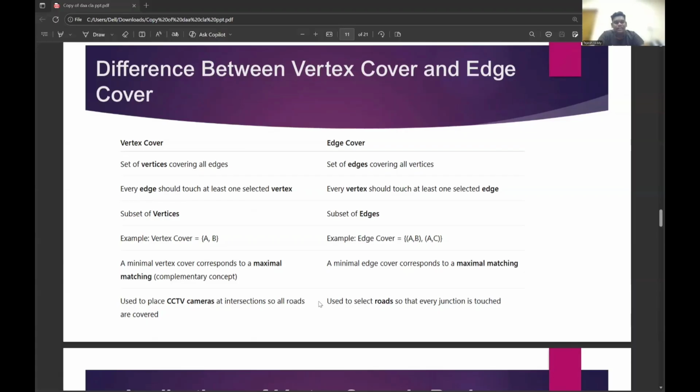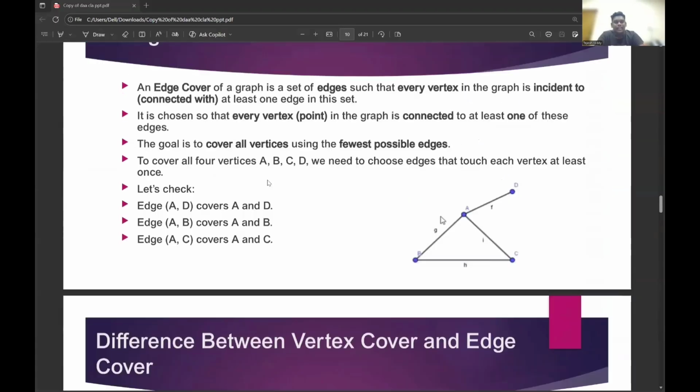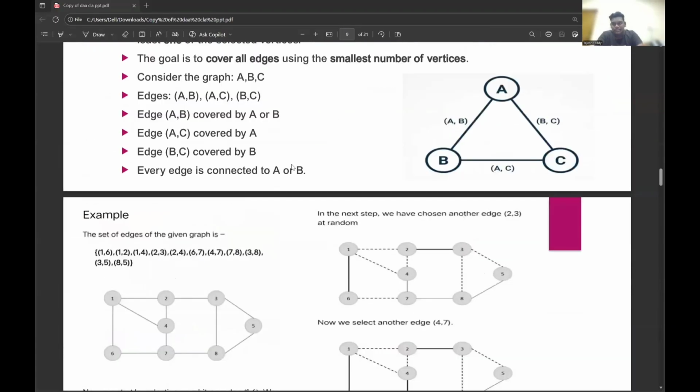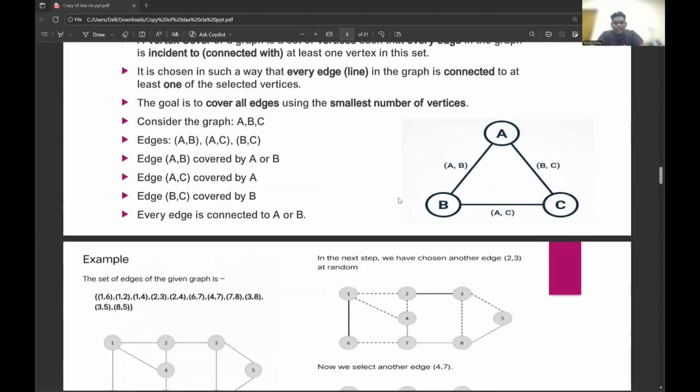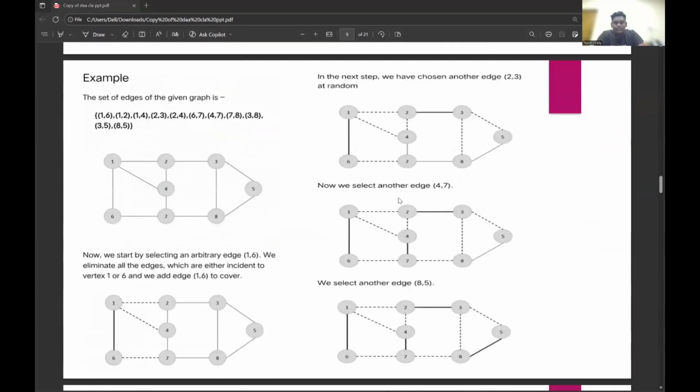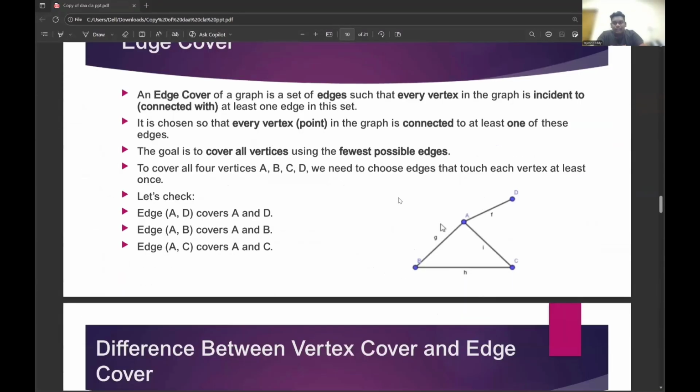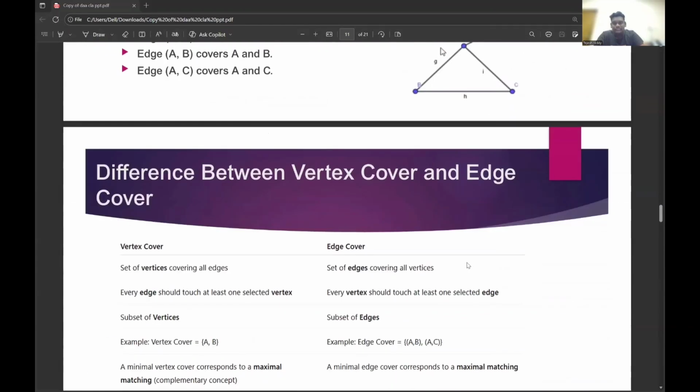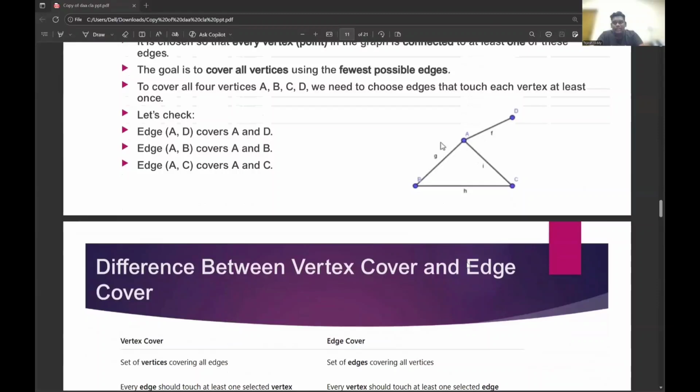Example, the vertex cover in the previous example is A comma B. In this, A comma B is the total vertex cover, and here the edge cover is A comma B and A comma C, so that all the vertices have been covered.